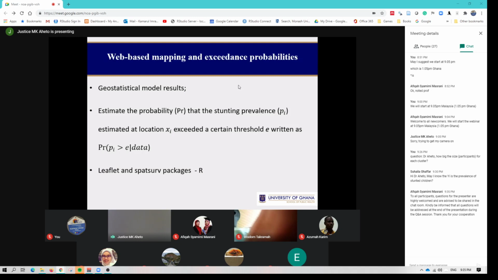And then if you have a probability very close to 0.5, which is 50%, it is an indication of what you call a maximum uncertainty around that area. What it means is that there's a 50% chance that children residing in those areas will either go below the threshold or above the threshold. So that is what we call a maximum uncertainty. Okay, so as I said earlier, to be able to get our predictions into the web-based system, we made use of the leaflet and then SparseSoft package, all available in R.